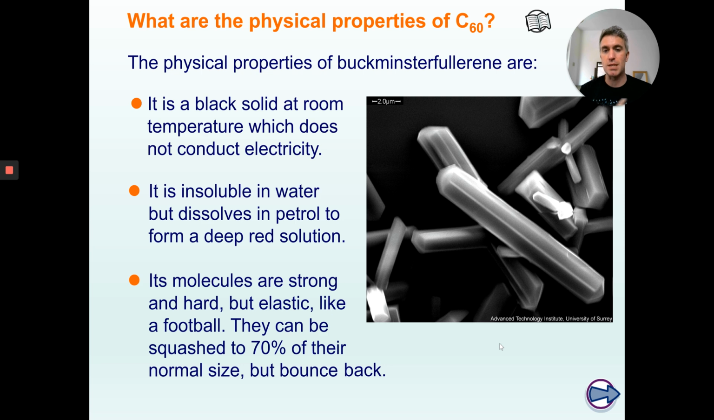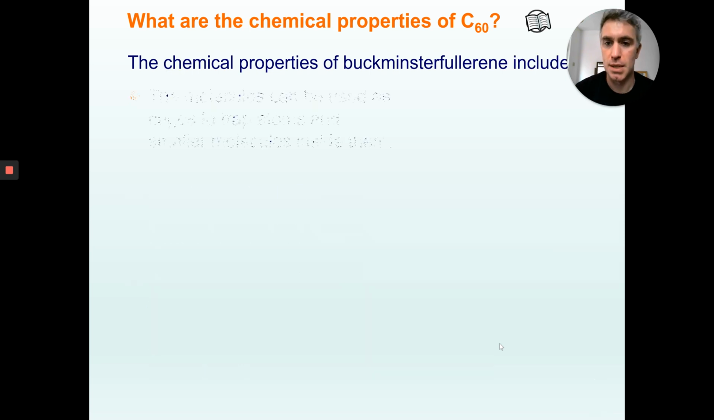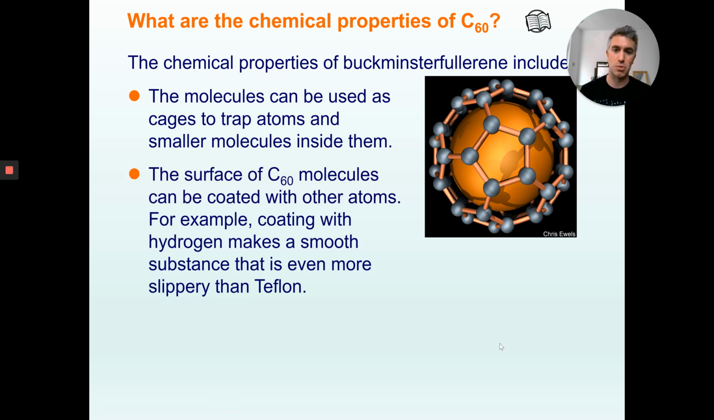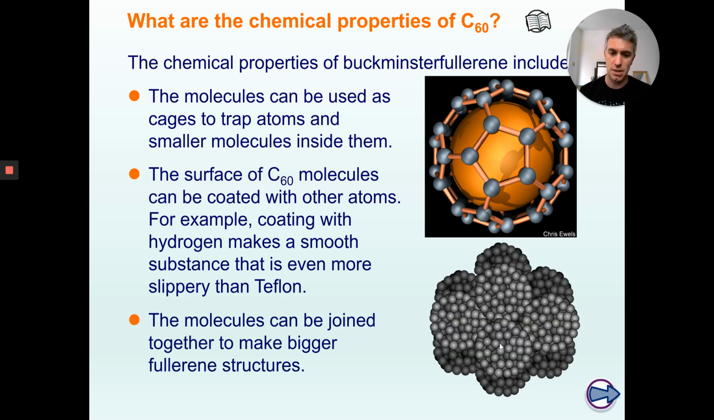They have crazy properties. They have other chemical properties. We can use them as a kind of cage for certain atoms, to trap other atoms and molecules in. If you coat them with another atom, the surface can be coated with other atoms, making an incredibly smooth surface. You can make things very smooth, and you can make bigger ones, kind of like Lego.